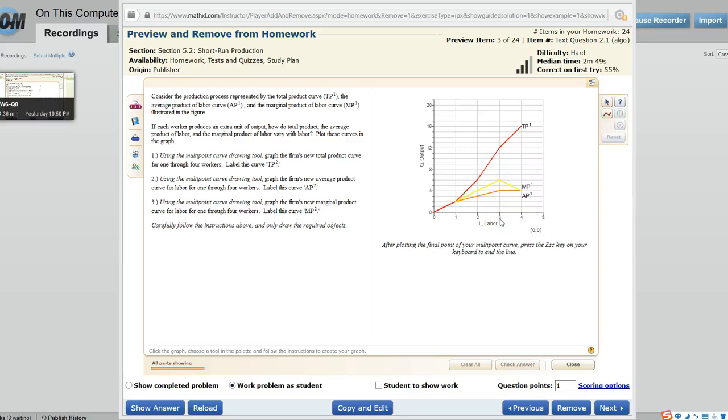So this is question number 3 of homework 6 for chapter 5. Let me first briefly read the setup. Consider a production process represented by the total product curve, the average product of labor curve, and the marginal product curve. Now if each worker produces an extra unit of output, how do the total product, the average product, and the marginal product change? And plot these curves. So how will the TP curve change?